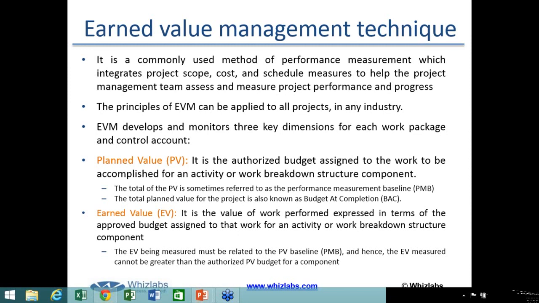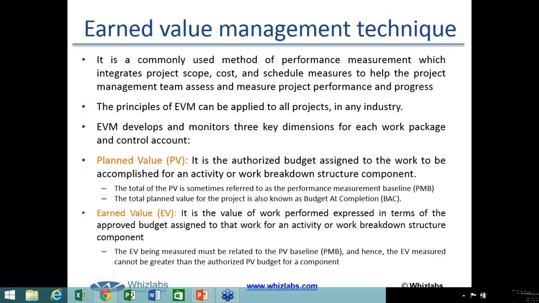What we basically do, I'm just giving you a very raw example, is that the money I am supposed to spend each month is $1,000, and the total duration of the project is 10 months. That means in 10 months I would be spending $10,000, and the $10,000 is nothing but your budget. It is the authorized budget assigned to the work to be accomplished for an activity on a time scale. So if there are 10 months, we decide well in advance that for each month we would be spending that much amount of money. That is called a plan value.